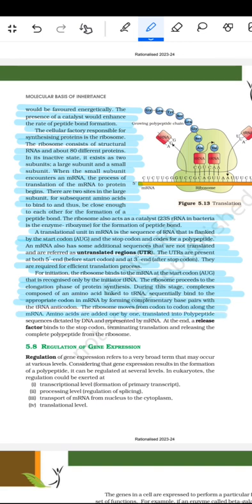Amino acids are added one by one, translated into the polypeptide sequence dictated by the DNA and imprinted on the mRNA. At the end, a release factor binds to the stop codon, terminating translation and releasing the complete polypeptide from the ribosome.